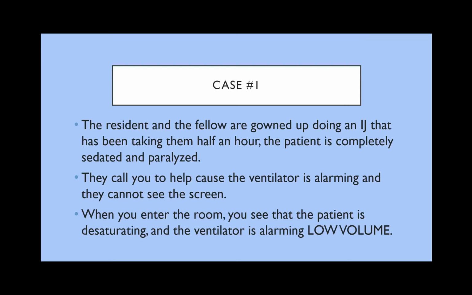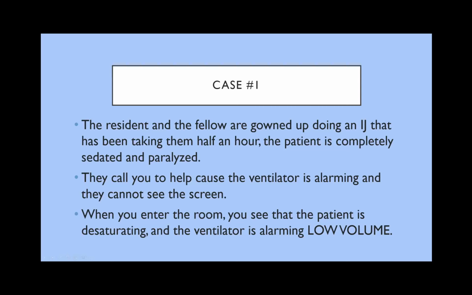Thank you. So case number 1, this is the easier one because you volunteered on participating. The resident and the fellow are gowned up doing an IJ that has been taking them half an hour, which is kind of embarrassing. The patient is completely sedated and paralyzed, and they call you to help because the ventilator is alarming and they cannot see the screen because they had the brilliant idea of making the ventilator face the other way when they're doing a procedure. You enter the room and what you see is that the patient is desatting all the way to the 70s, 80s, and the ventilator is alarming low volume. What do you do besides hitting the silence button?